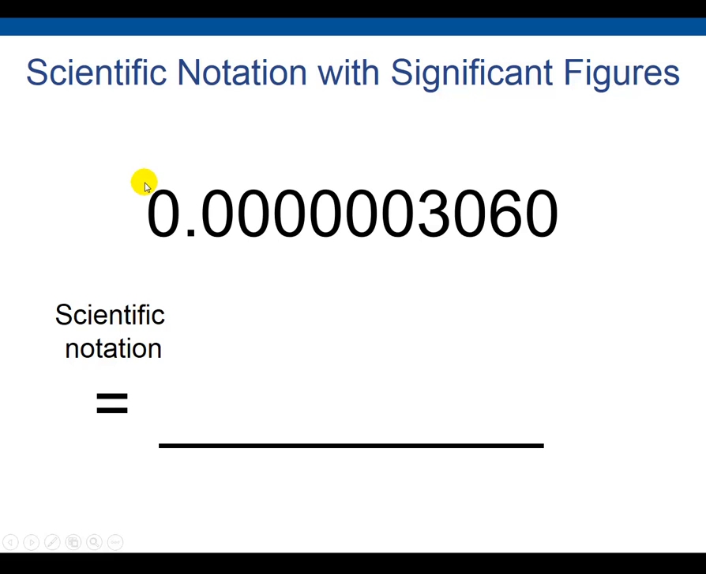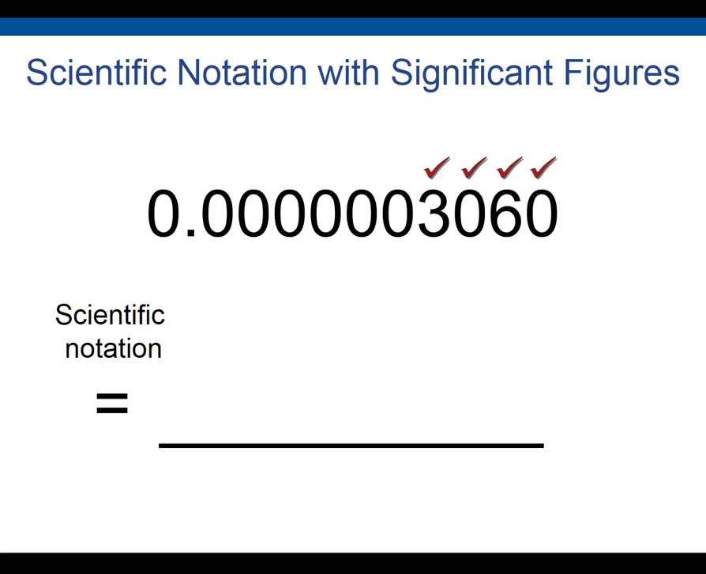Before we go to chapter 7, let's revisit significant figures. As you can see, we have very long numbers. What is the number of significant figures here? 4, right? So 3, 0, 6, 0. So we have 4 significant figures.